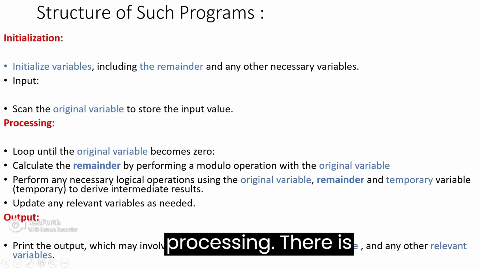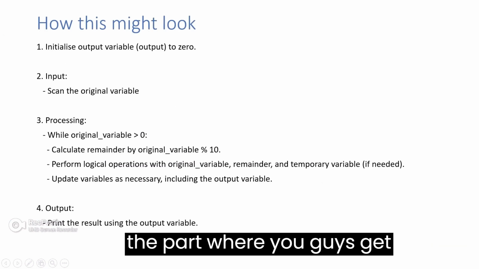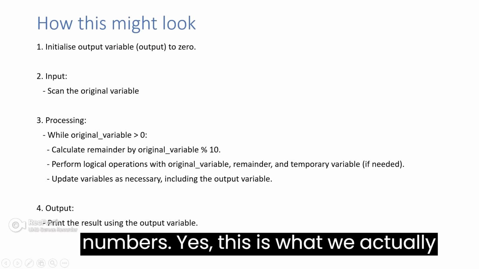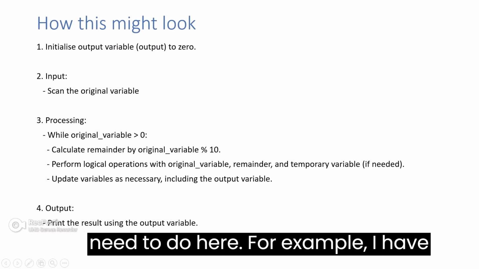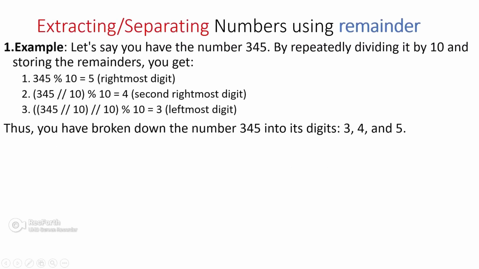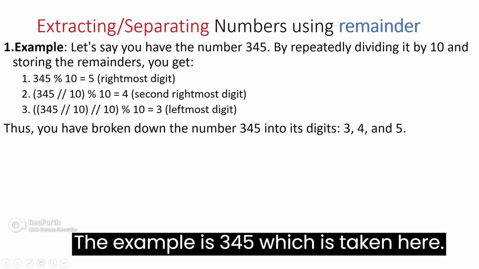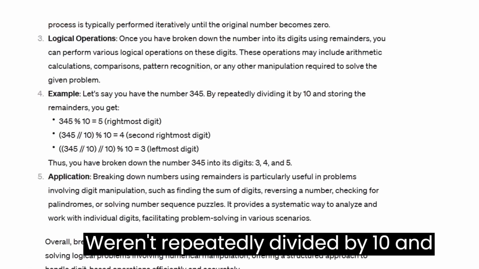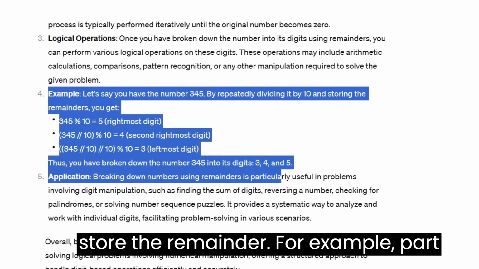Now while in the processing, there is the part where you guys get confused. Extracting or separating numbers. Yes, this is what we actually need to do here. For example, I have taken a number that I am going to show how the numbers are separated. The example is 345, which is taken here. We are going to repeatedly divide it by 10 and store the remainder.